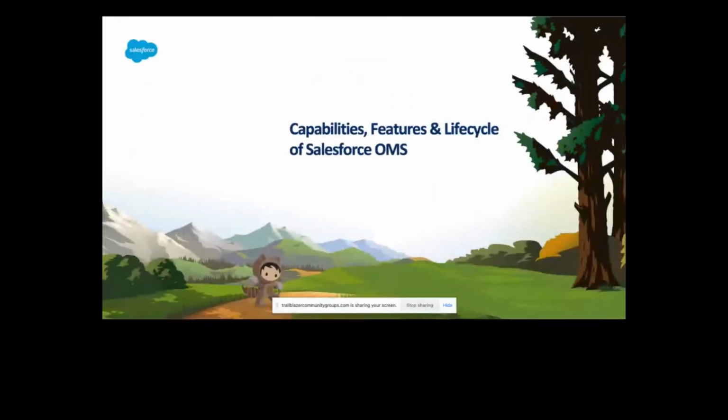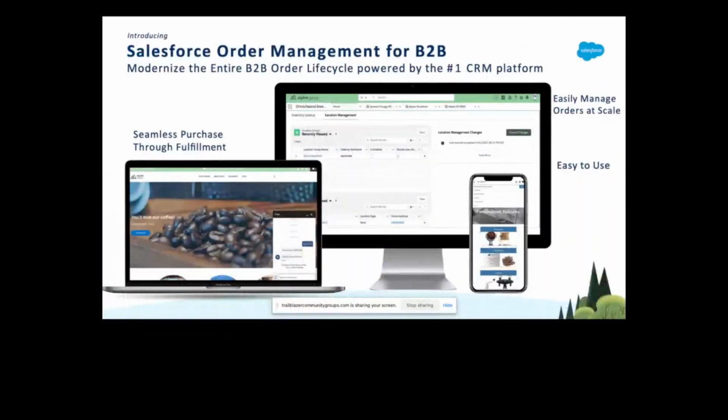Let's go to the capabilities, the features, and the lifecycle of Salesforce OMS. So for now, what we learned about is an overview of Salesforce Order Management Systems. But look at the capabilities, what it does, what all the features are, and the lifecycle of the Salesforce Order Management platform. When you look at order management, as I said, it modernizes the entire B2B order lifecycle, powered by the number one CRM, with seamless purchase through fulfillment from 1 to N. It does N number of things.